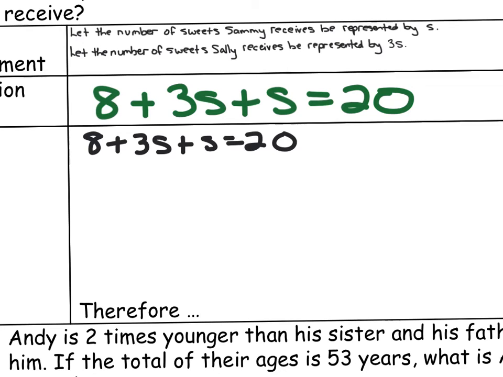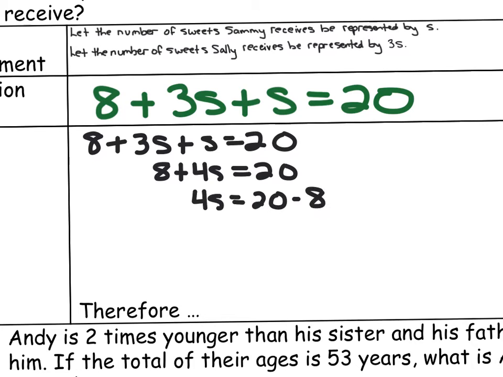So first I'm going to collect my like terms. Now to get 4S by itself, I have to subtract 8 from both sides. So 4S is going to equal 12. So I have to divide both sides by 4 to get S by itself. So S is equal to 3.